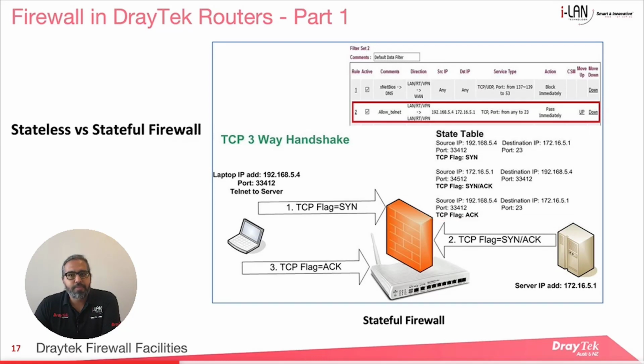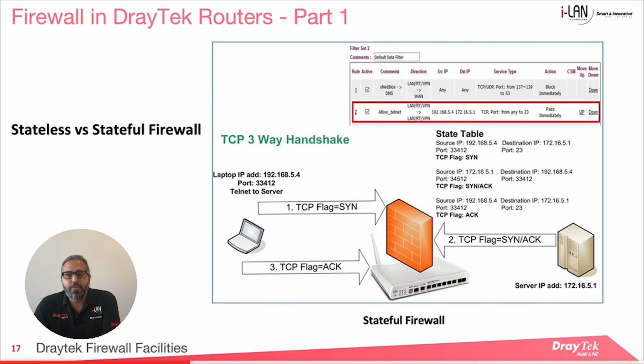In this example, the TCP three-way handshake process is used to establish a connection. When the laptop tries to connect to the server using Telnet protocol, it will send a TCP flag SYN to the server, which will pass through the DRATEC router. The DRATEC router then records the TCP flag in its state table and also looks into the firewall policy.